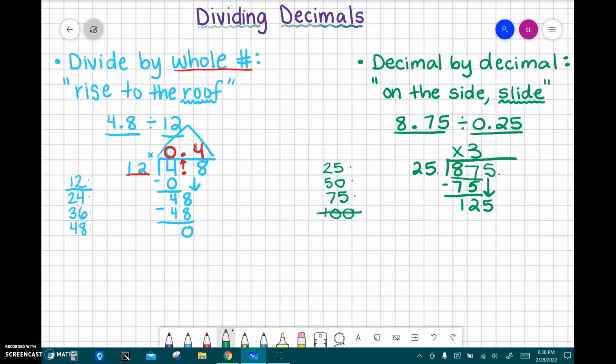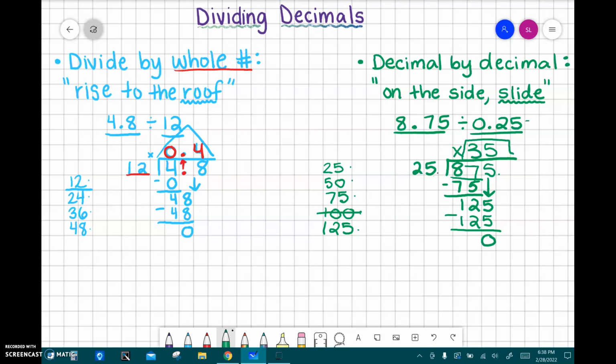25. How many quarters can make $1.25? So I know 4 of them makes $1. So if I have another quarter, that would be 1, 2, 3, 4, 5 groups, which would give me 125. I subtract. I do not have a remainder. If I have a remainder, I did something wrong. So my answer is 35.